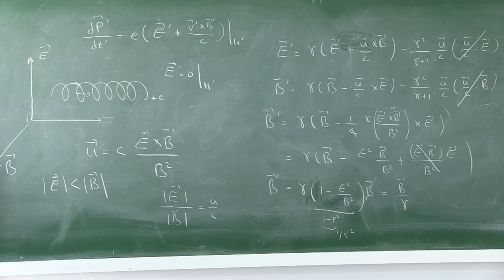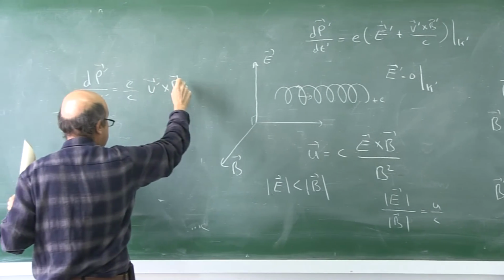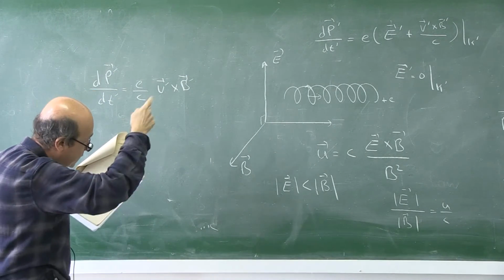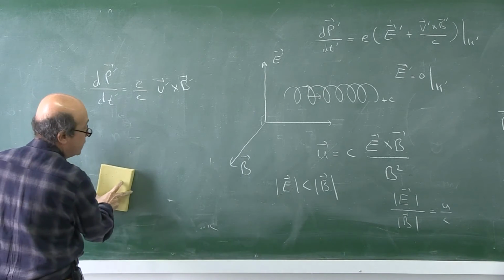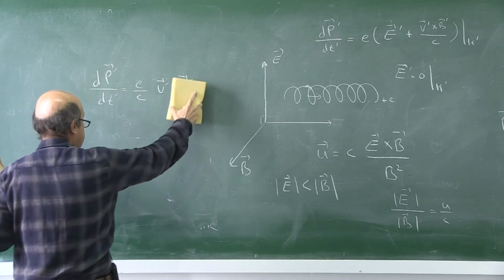Basically, in that case, the bottom line is the following. dp prime over dt prime, e and c are the same in all frames, equals e v prime cross B prime, and you know how the particle goes on if there is a uniform electric field and magnetic field.